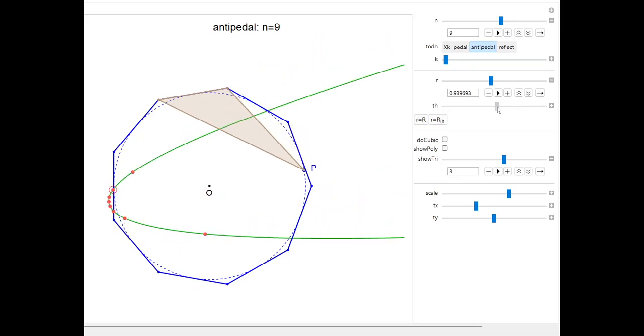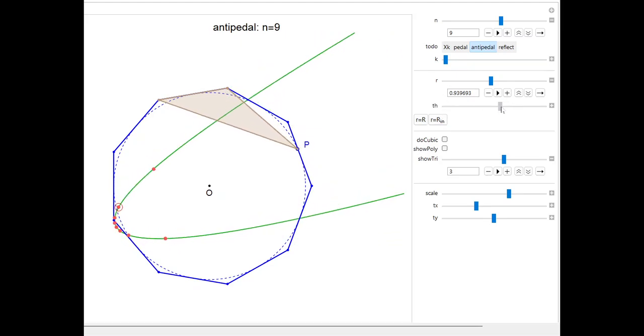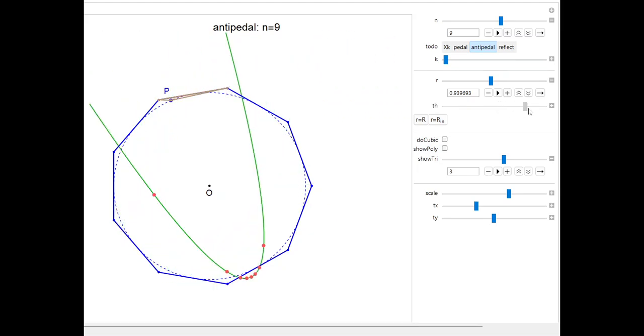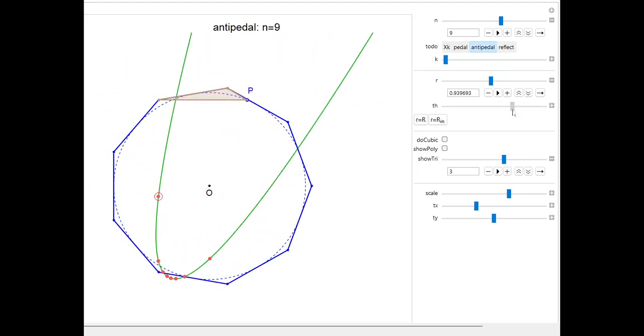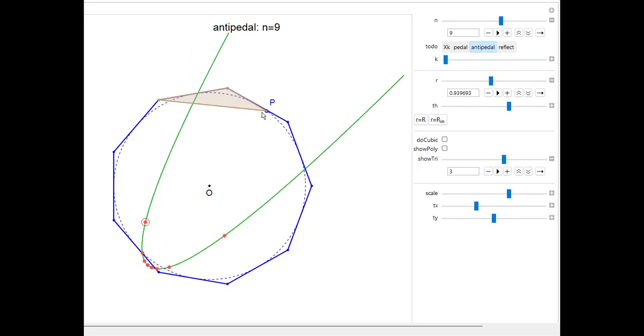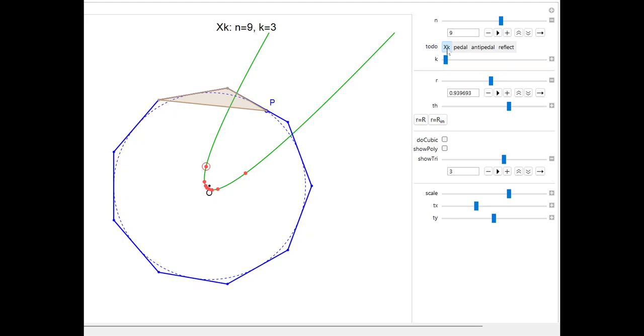Incidentally, another eyeballing that I can hazard here is that the focus of the parabola in the case of the antipodal is an antipode of P also on the incircle. So it's probably going to be in here. Just by symmetry, I'm going to hazard that the focus of this guy will be the antipode of P with respect to O on the incircle. Okay, so here's the antipodal case, and here's the x3 case.